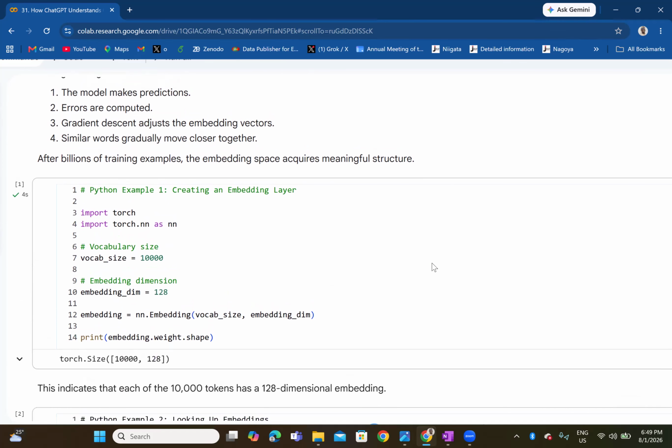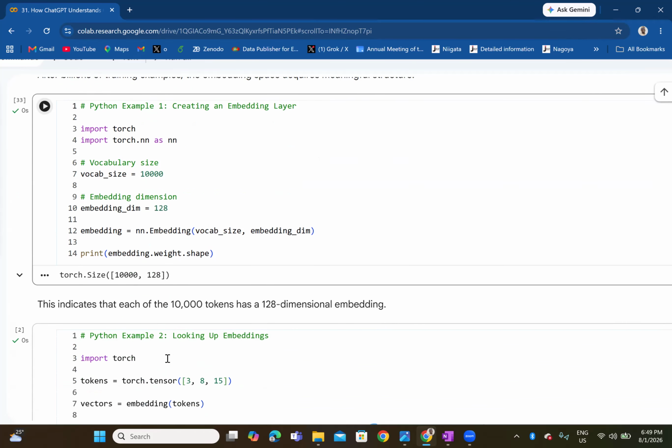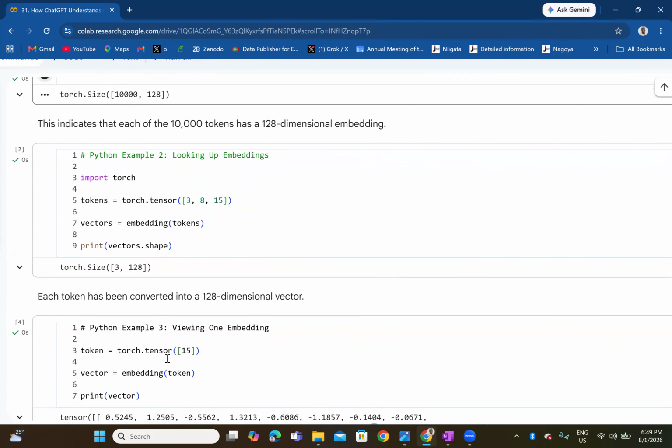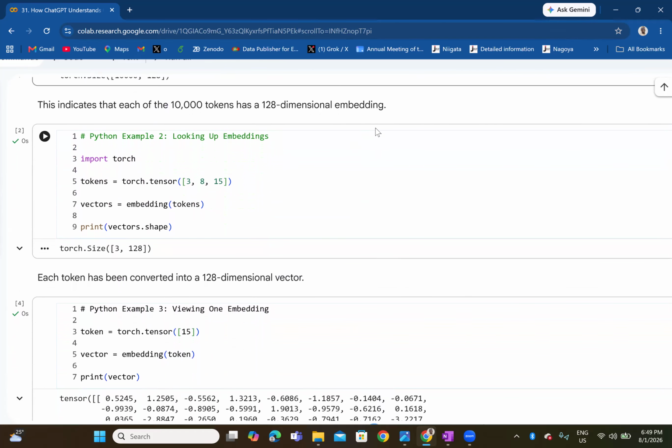Now, imagine Python example one: creating an embedding layer. We use PyTorch here. You import torch, and import torch.nn as nn. Vocabulary size is 10,000. Embedding dimension is 128. So the embedding itself is nn.Embedding, with the vocabulary size and the embedding dimension. By the time you put that together, you get 10,000 by 128, and that's exactly what this gives us here. This indicates that each of the 10,000 tokens has a 128 dimensional embedding.